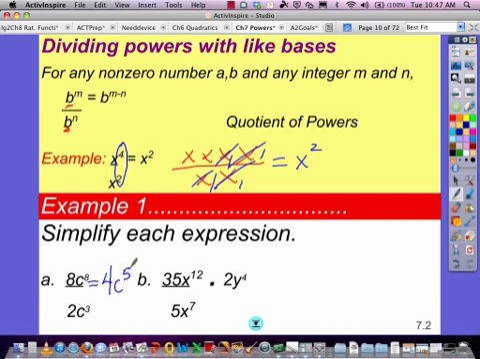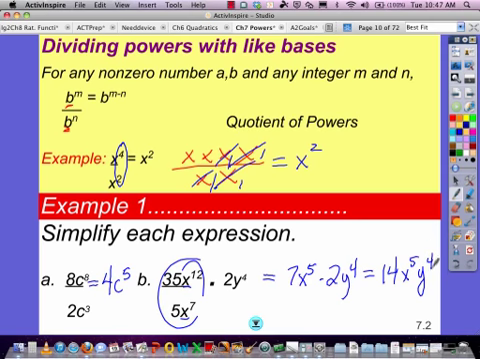Next one, we'd have to do this division first before we did our multiplication. So let's do that. We would have 35 divided by 5, 7. X to the 12th divided by x to the 7th, so like bases are subtract, that would give us an x to the 5th, and then times 2y to the 4th. So final answer, numbers times numbers, 14, x to the 5th, y to the 4th.